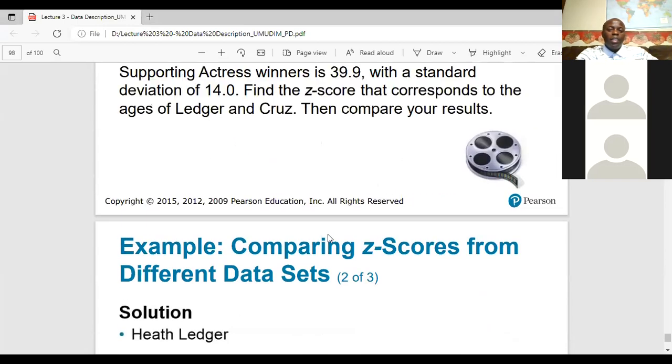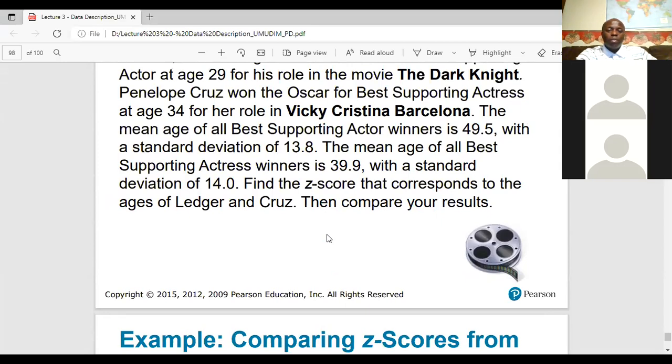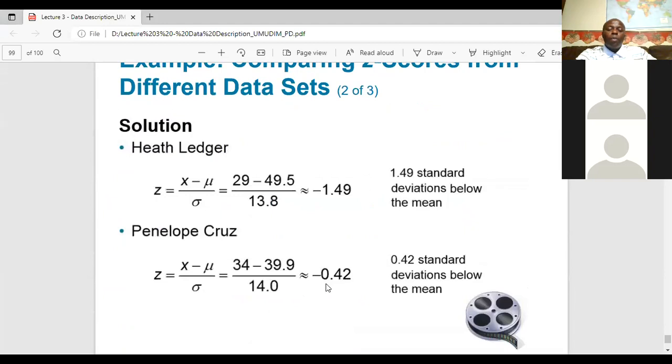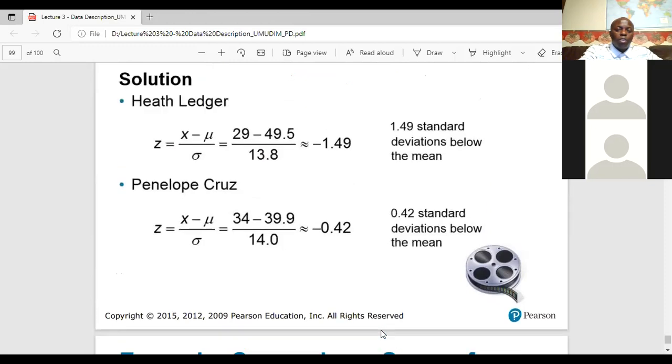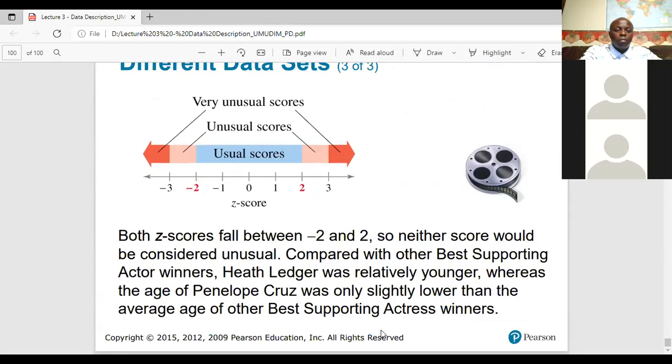So the mean age at which he won for Vicky Cristina Barcelona is 0.42 standard deviation below the average mean age of winning that Oscar. That means both of them won it at a much lower age than the normal age range. Questions? No? Any questions? Good, very good.